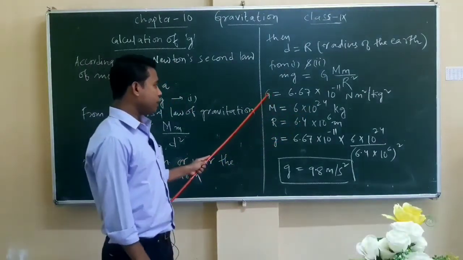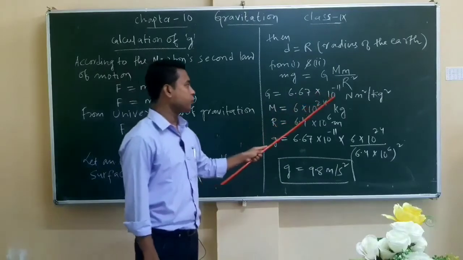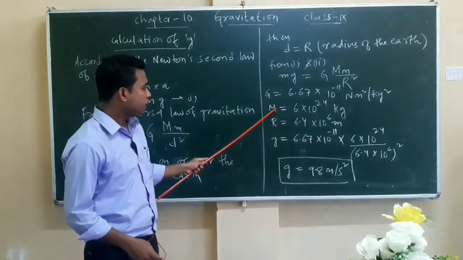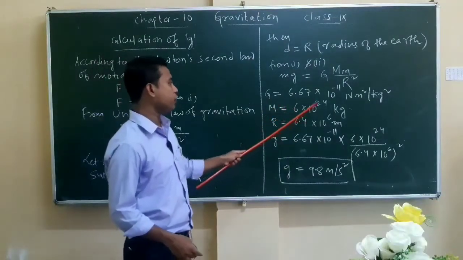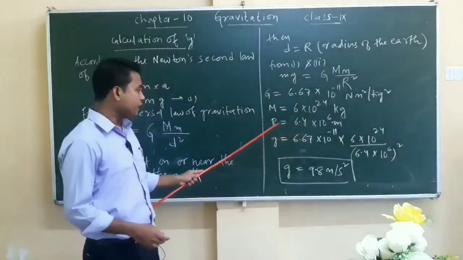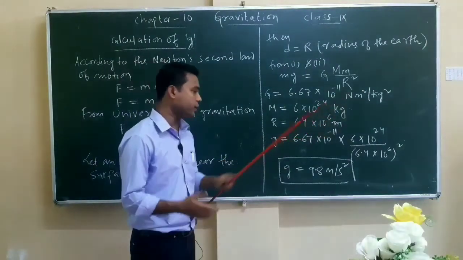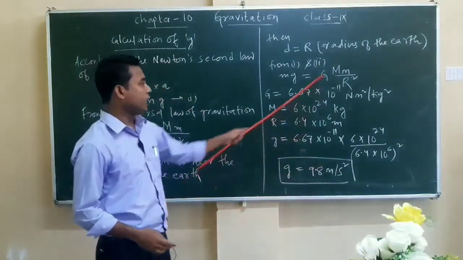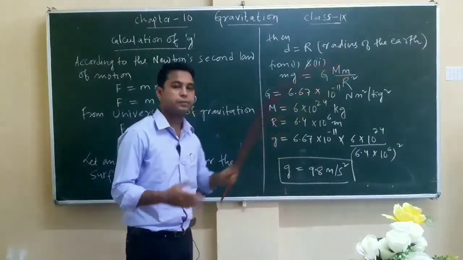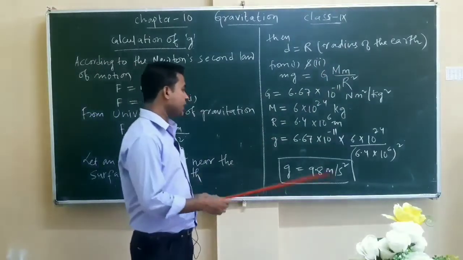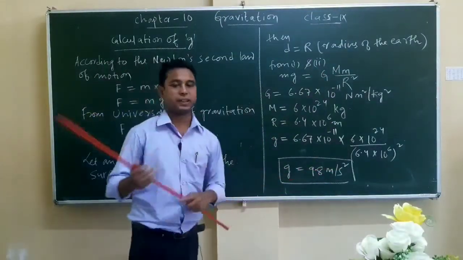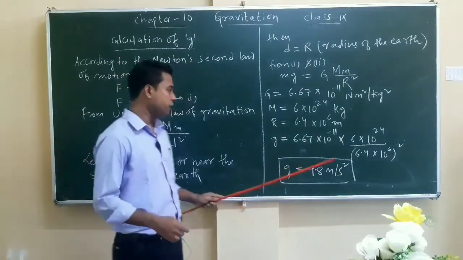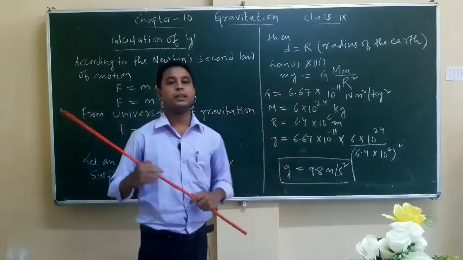The gravitational constant G is equal to 6.67 into 10 raised to minus 11 Newton meter square per kilogram square. M, that is the mass of the earth, is equal to 6 into 10 raised to 24 kg. Radius is equal to 6.4 into 10 raised to 6 meter. On substituting the values in the expression we have just found, we get g is equal to 9.8 meter per second square near the surface of the earth. So g is taken as 9.8 meter per second square.